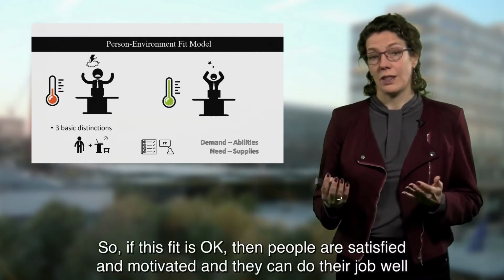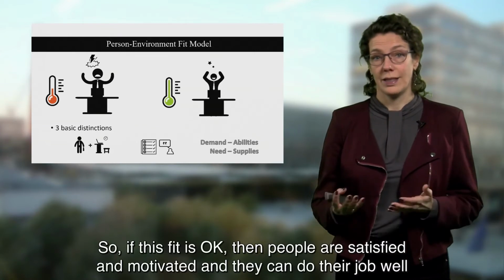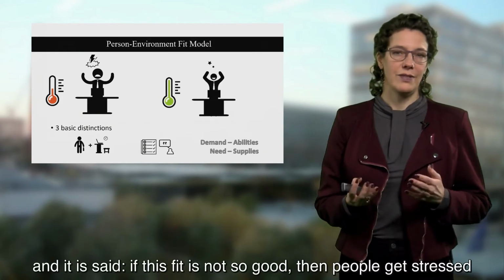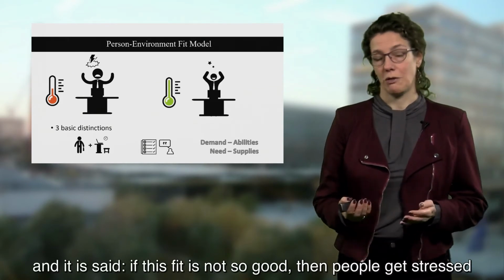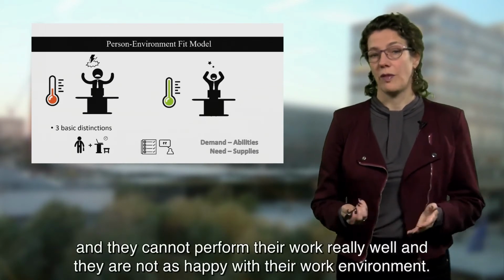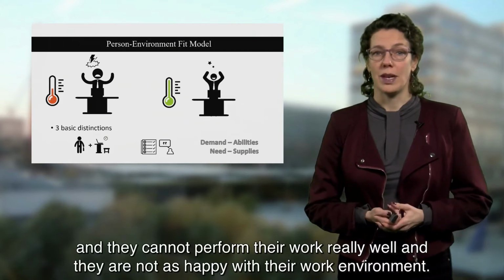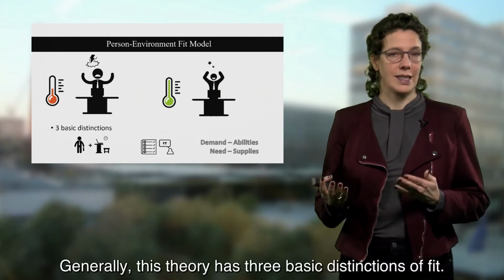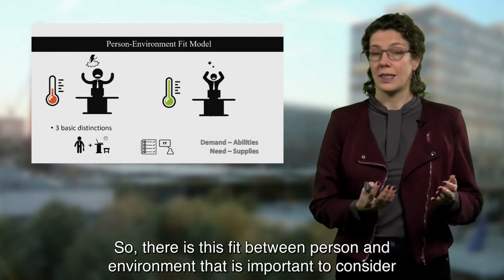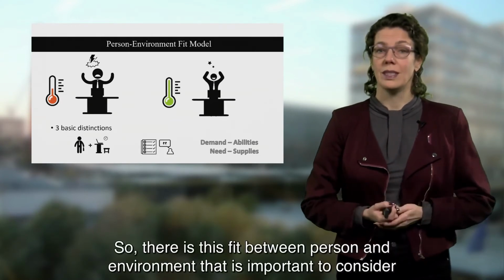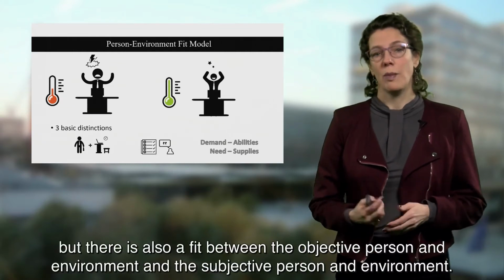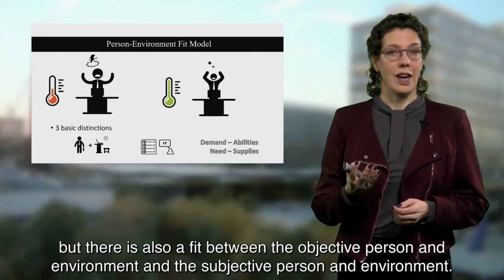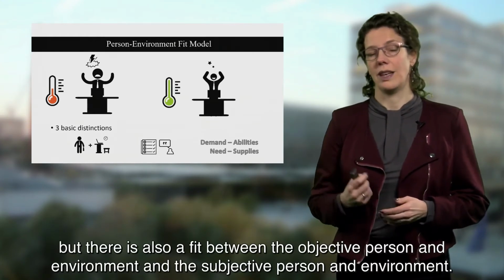So if this fit is okay, then people are satisfied and motivated and they can do their job well. And it's said if this fit is not so good, then people get stressed and they cannot perform their work really well and they are not as happy with the work environment. And generally this theory has three basic distinctions of fit. So there's this fit between the person and the environment, and that's important to consider. But there's also a fit between the objective person and environment and a subjective person and environment.